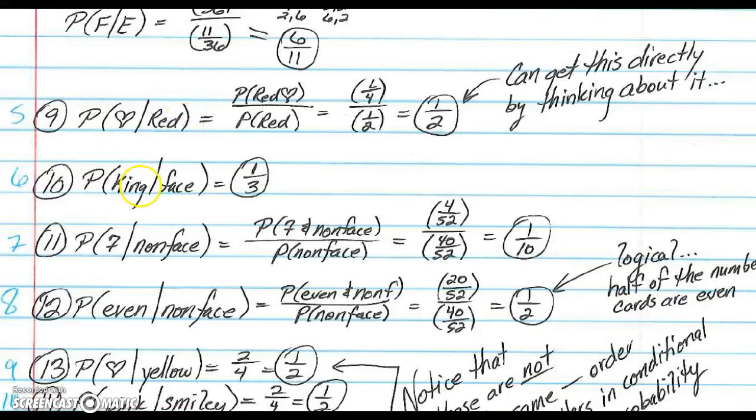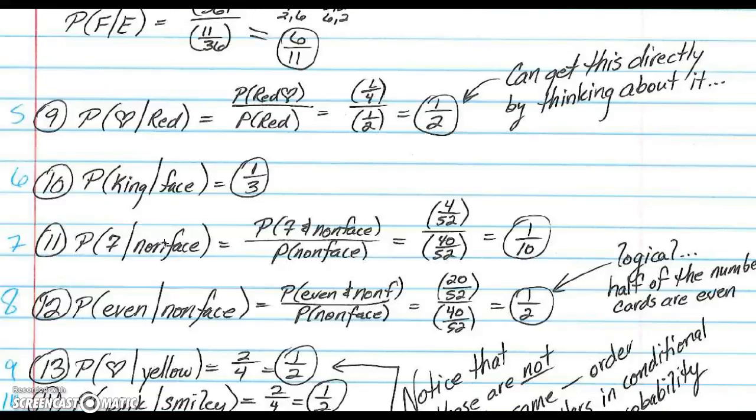Here, probability of king if it's a face card. Well, if it's a face card, it's either going to be a jack, a queen, or a king. There's equal numbers of them, so you really have a 1/3 chance. You can also go through the formula here. That should also give you 1/3. What's the chance of getting a 7 if you get a non-face?